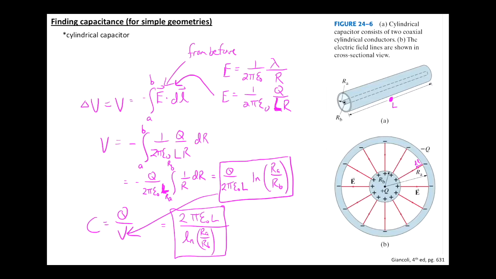Notice, when everything is said and done, the capacitance equation is only dependent on physical things about the capacitor, as it should be. How long it is. Epsilon naught is about the insulating space in between. RA and RB are the literal radii of the physical conductors that are there. Okay? When we're dealing with capacitance, you should only have physical variables in the particular equation. Okay? Any questions? We're almost done here.